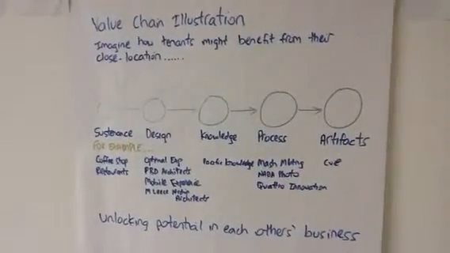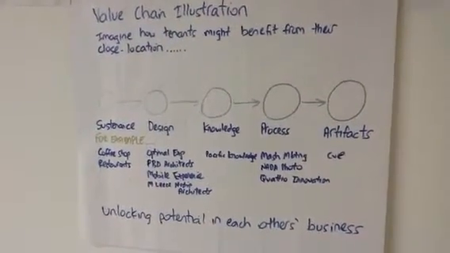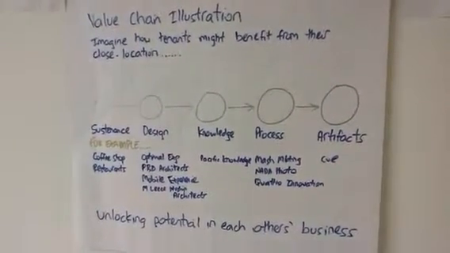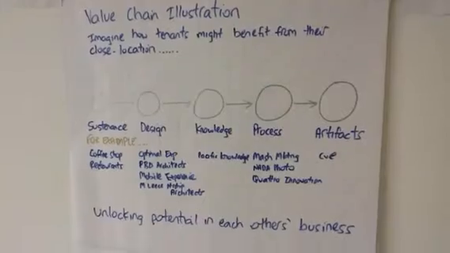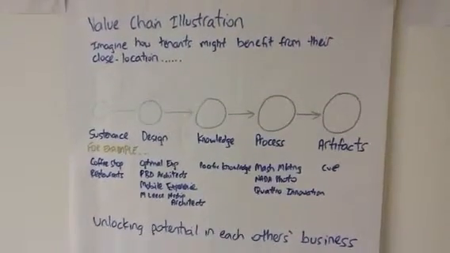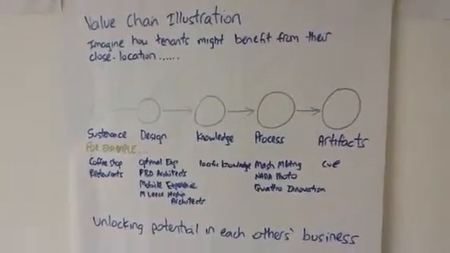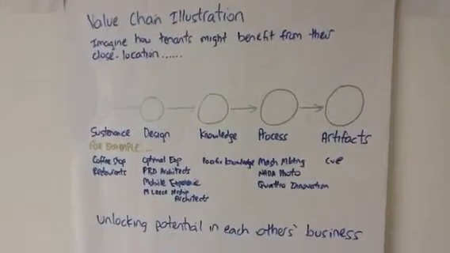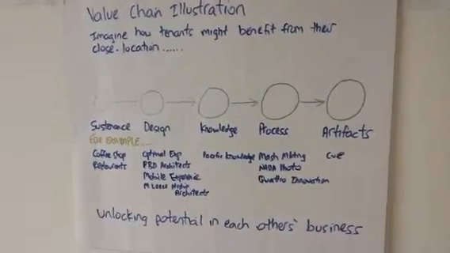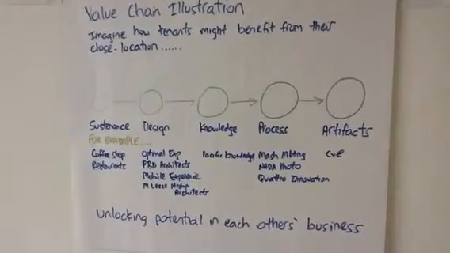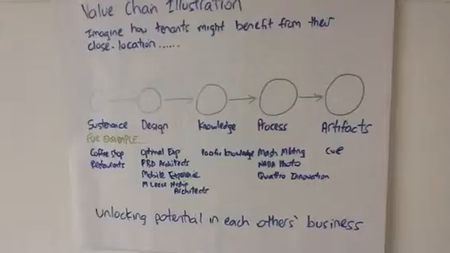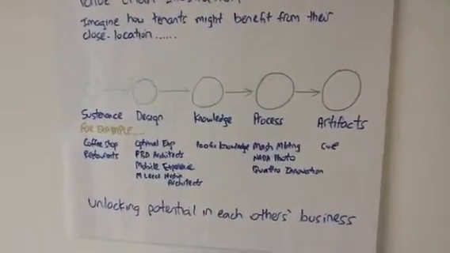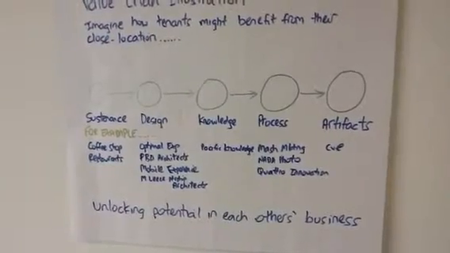Imagine how tenants might benefit from their close location. We've thought about the tenants in a particular building. We've thought about the various contributions that they might make to the community. For instance, around offering sustenance, providing design services, being knowledge brokers, perhaps offering specific process capabilities, and tenants who enjoy artefacts and who make and distribute artefacts beyond the building.